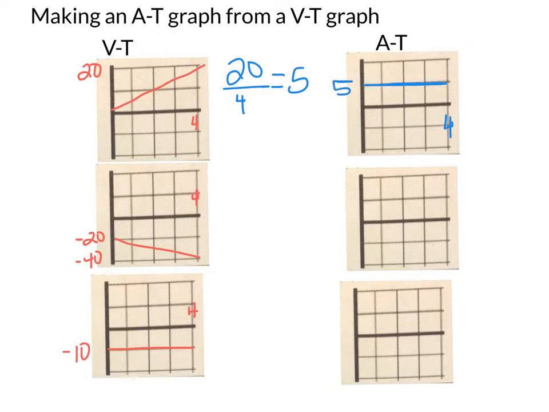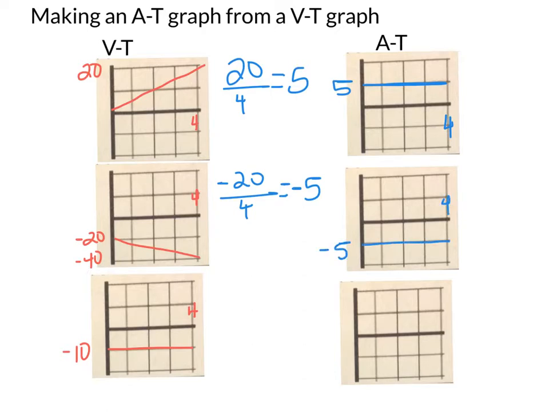Alright, for the next one, we have a negatively sloping line, and it starts off at negative 20 and goes down to negative 40. So our rise is actually only negative 20, not negative 40. Alright, make sure you don't start at 0 on this one. And then our run is 4 seconds again. So now we're going to have negative 5 as our answer. And so we're going to place a horizontal line at negative 5 for those 4 seconds.